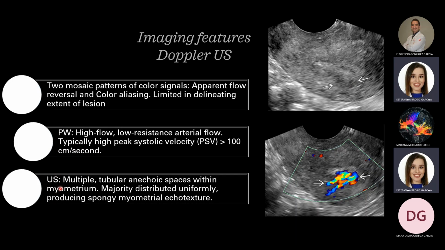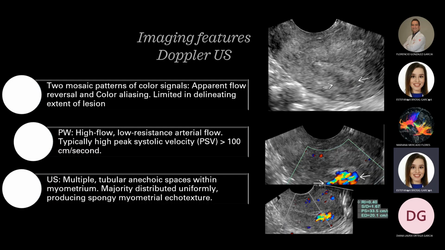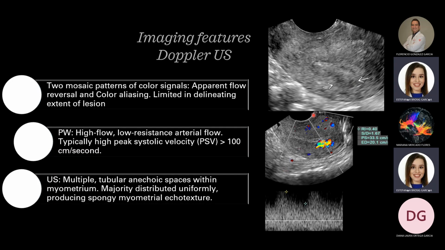Ultrasound, we can see in the grayscale ultrasound multiple tubular anechoic spaces within myometrium, majority distributed uniformly, producing a spongy myometrial echo texture. And this final image with the pulsed Doppler ultrasound, we can see an arterial spectrum of low resistance, resistance index of 0.40 and peak systolic velocity of 33.5 centimeters per second.